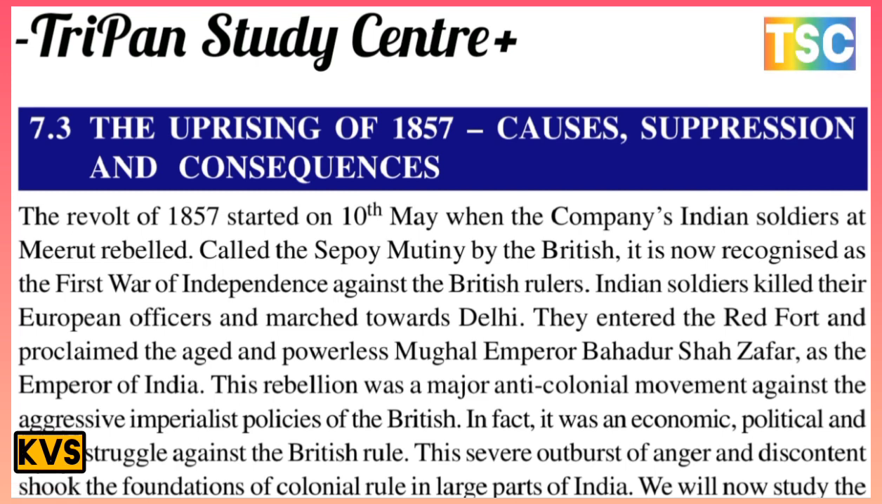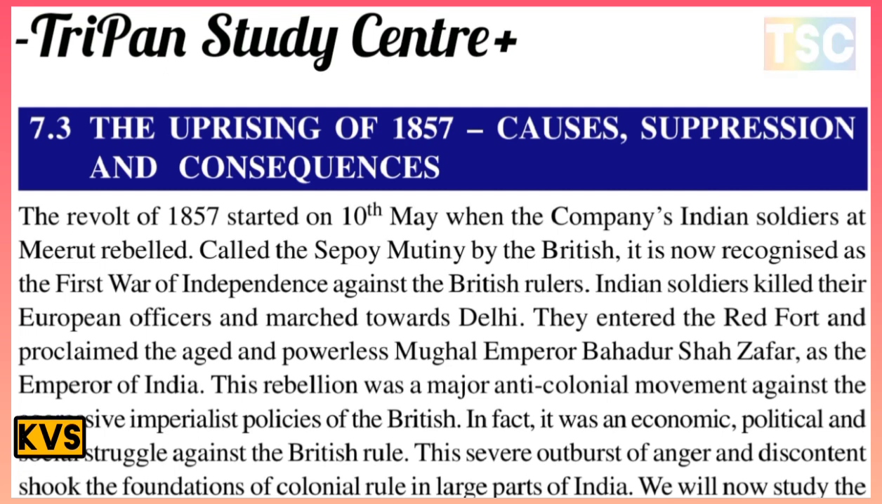The revolt of 1857 started on 10th May, when the Indian soldiers of the Company at Meerut rebelled. Called the Sepoy Mutiny by the British, it is now recognized as the first war of independence against British rule. Indian soldiers killed European officers and marched to Delhi. They entered the Red Fort and proclaimed the powerless Mughal emperor Bahadur Shah Zafar as the Emperor of India.